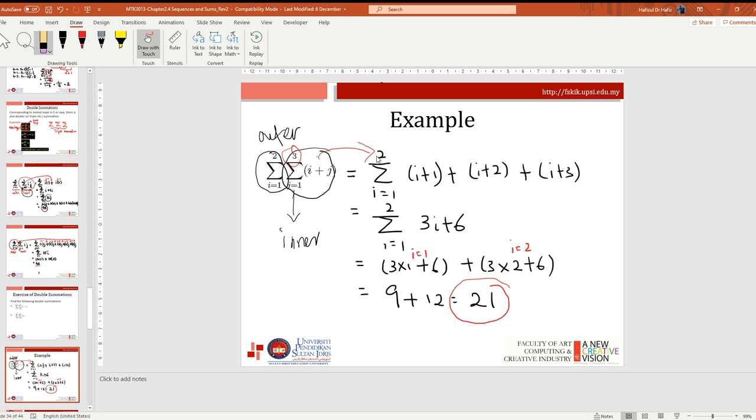This one I think is 3, isn't it? 3 kan? Dia silap tu. Betul kan? 3 kan? Sebab dia punya limit dia 1, 2, 3. Dia bukan 2, 3, sebab kita nak we want to solve the inner first.